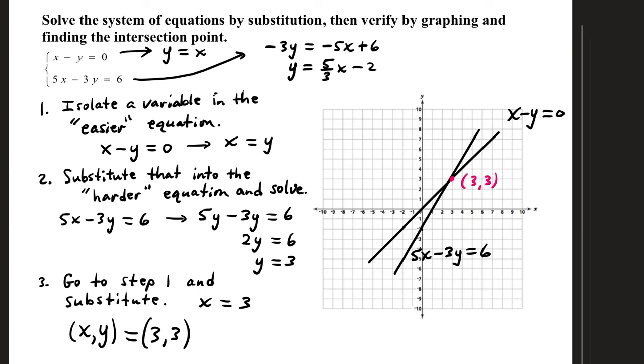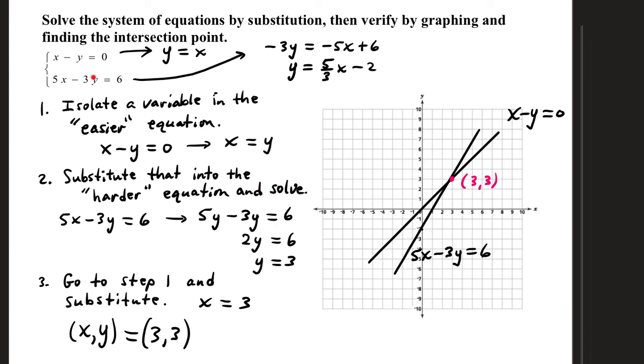All right, so when you have a system of two equations, pick the easier looking equation, isolate a variable. So I'm choosing the top equation, and I'm going to isolate x. x minus y is equal to 0. If you add y to both sides, you get x equals y. Substitute that into the harder looking equation and solve.